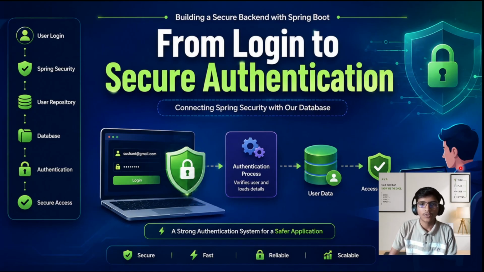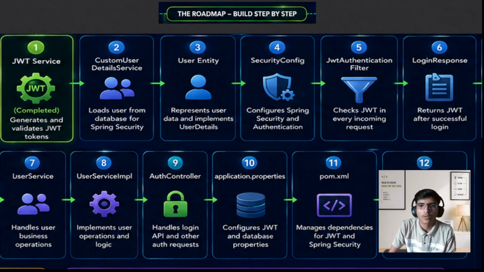But if you think about it, there is still one question unanswered, and that is who actually calls the JWT service. Right now, our JWT service knows how to generate and validate tokens, but no part of our application is actually using it. So a user can still log in without using a JWT. So our authentication system is still incomplete.